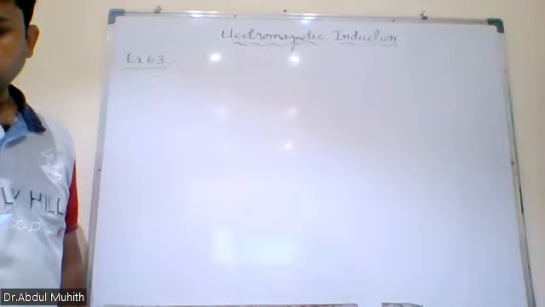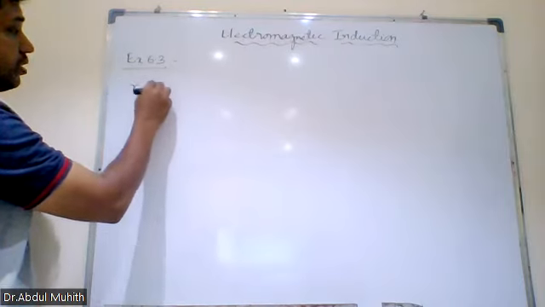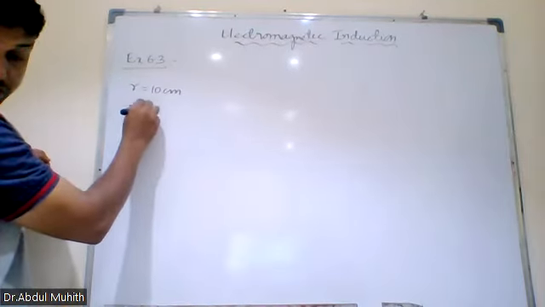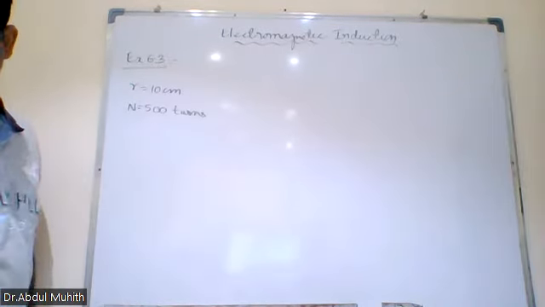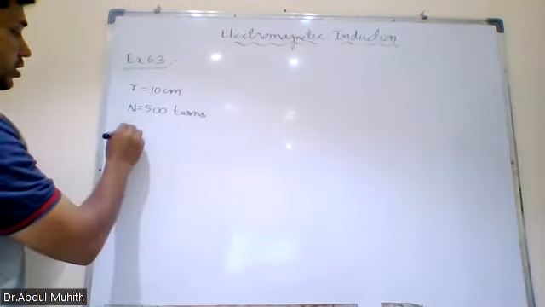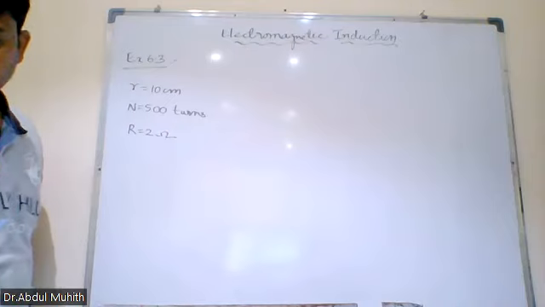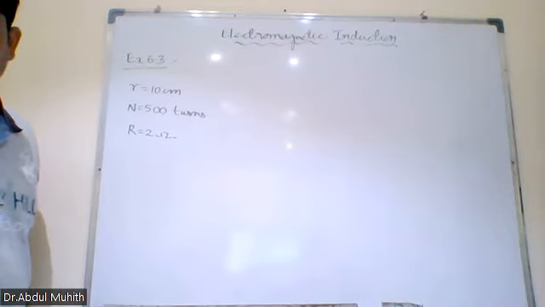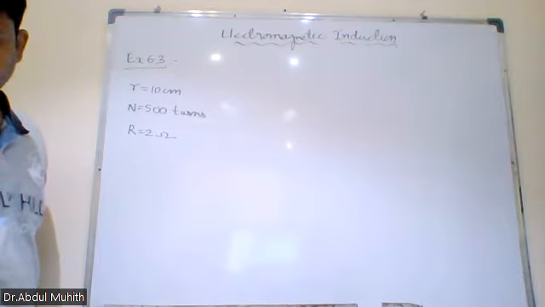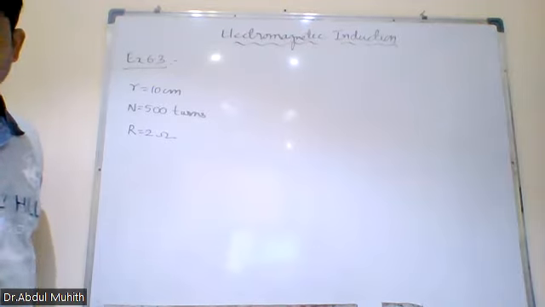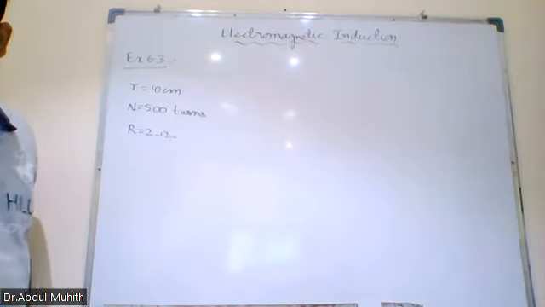He says that a circular coil of radius, how much radius is given here? R is equal to 10 centimeter. How many turns? 500 turns. The coil has 500 turns, and resistance is how much? R is equal to 2 ohms. It is placed with its plane perpendicular to the horizontal component of Earth's magnetic field. The circular coil of radius 10 centimeter, 500 turns, and resistance 2 ohms is placed perpendicular to the horizontal component of Earth's magnetic field.